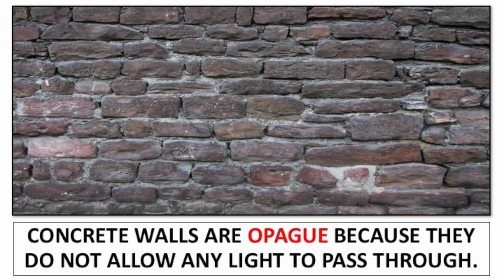Concrete walls are opaque because they do not allow any light to pass through. Yes, no light getting through the concrete wall, as you can see there.